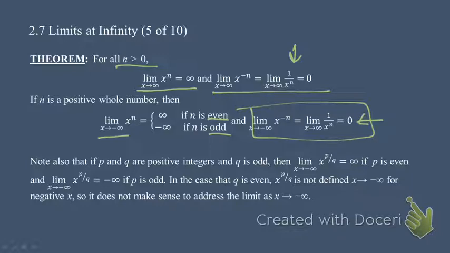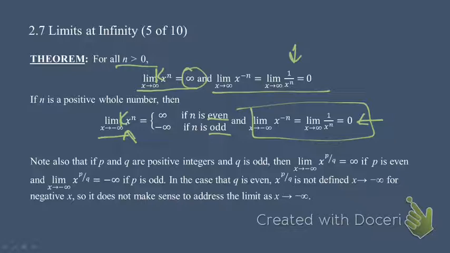We also mentioned that I can put constants in front of these values. If I put a constant in front of x to the n, it's still going to be infinity because a constant times infinity is still infinity. But here, it might change my value based on the sign of my constant.